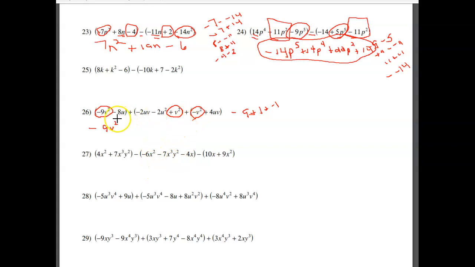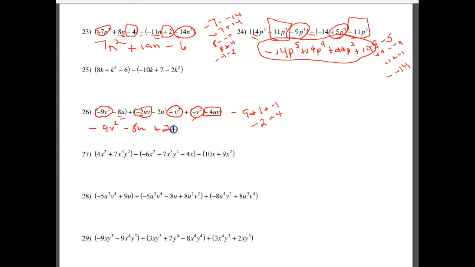All right, let's move on to the next one. So there's a u. Is there anything else with a plain old u in it? No, there isn't. So that minus 8u is just going to stay part of my answer. Let's move on then. Here's a uv, and here's a uv. So we'll go ahead and combine those. That's plus a negative 2. So that's negative 2 plus 4, which would make it a positive 2.